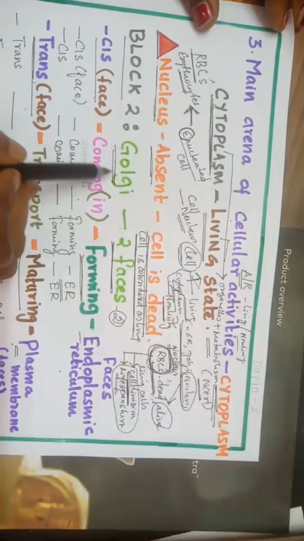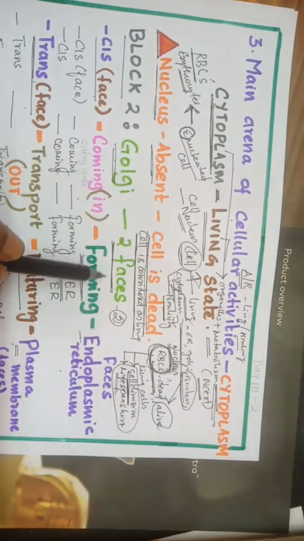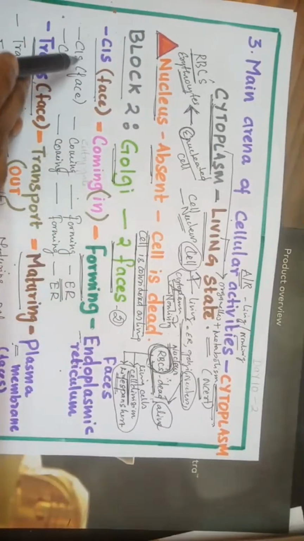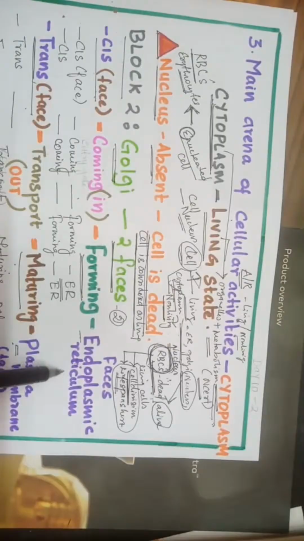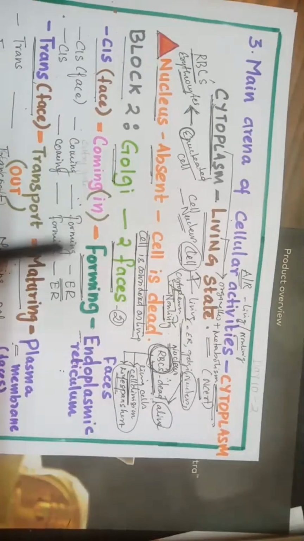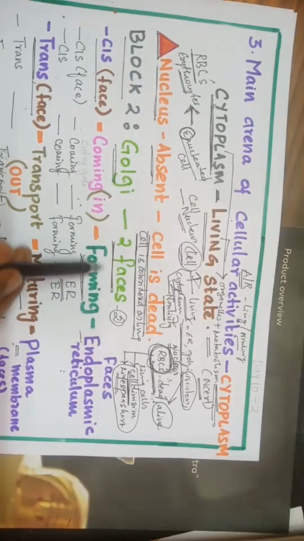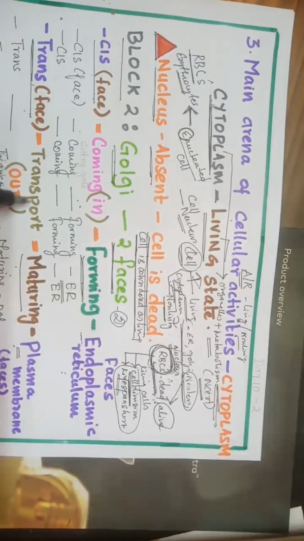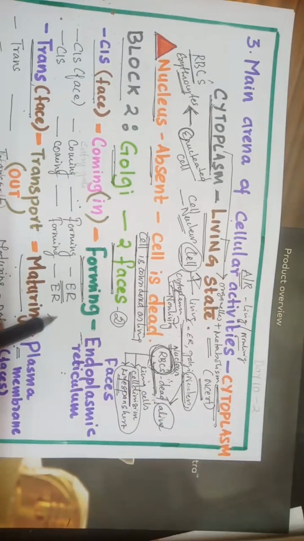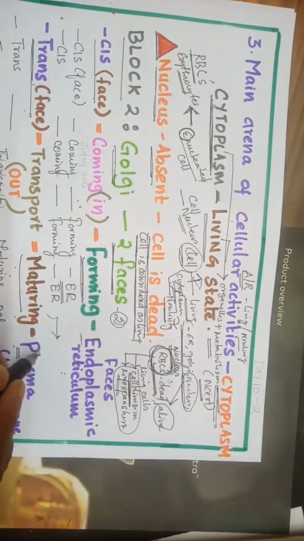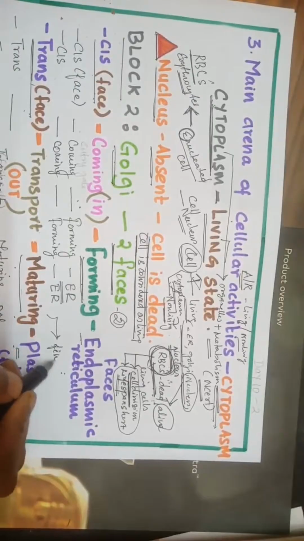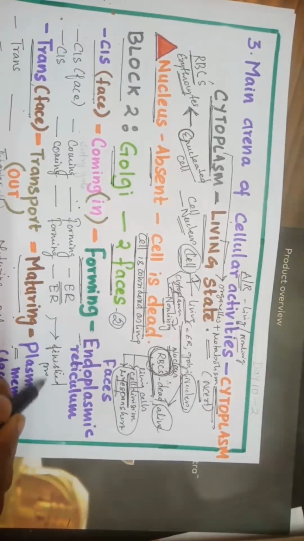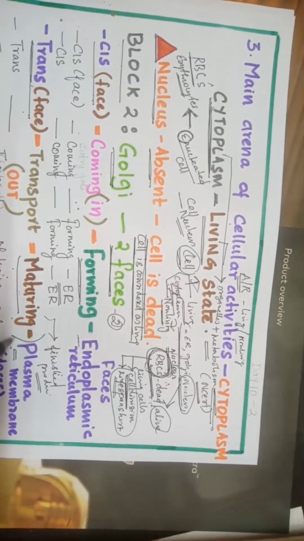Next is block 2. You have Golgi, which has two phases. First is the cis phase, which is towards the endoplasmic reticulum. It is the entry gate, also called the forming phase, which receives the raw material, that is proteins. Next is the trans phase, also called the maturing phase, which faces the plasma membrane. Through this maturing phase only, the finished product, the completed product, is sent out.